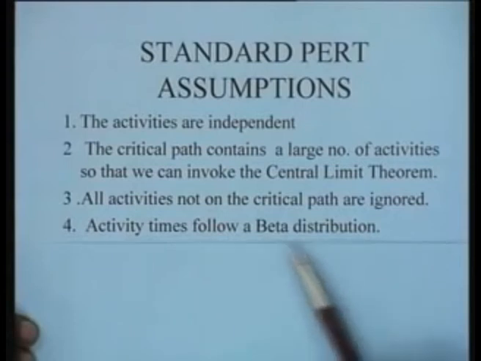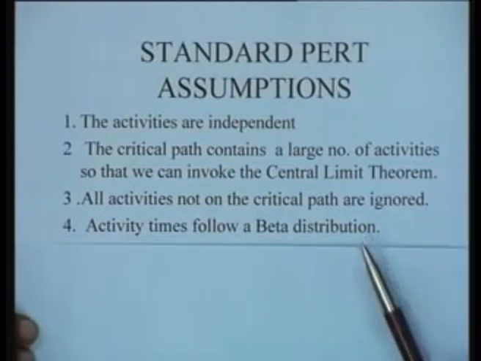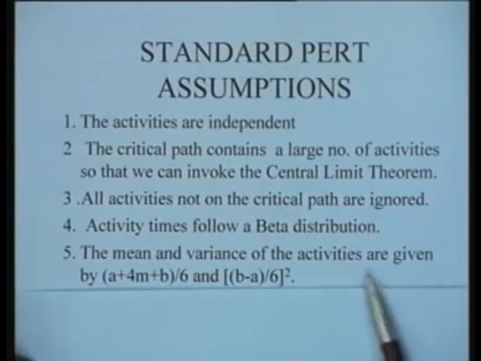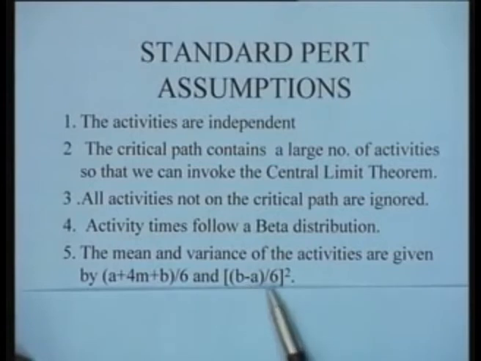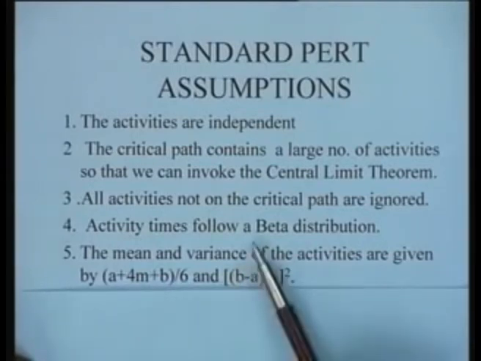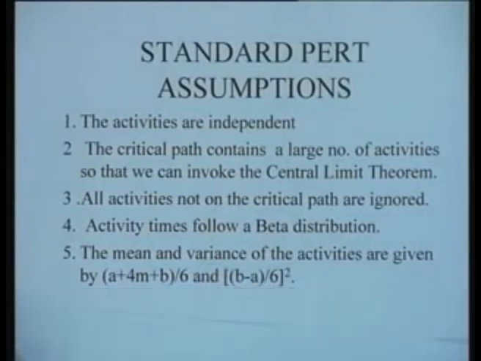Activity times are assumed to follow a beta distribution. This we have discussed. And the mean and the variance of the activities are given by (a + 4m + b)/6 and ((b - a)/6)^2. This again is an assumption or an approximation from the beta distribution. So these are the 5 major standard assumptions which are made, and all the errors in PERT analysis occur because of these assumptions.